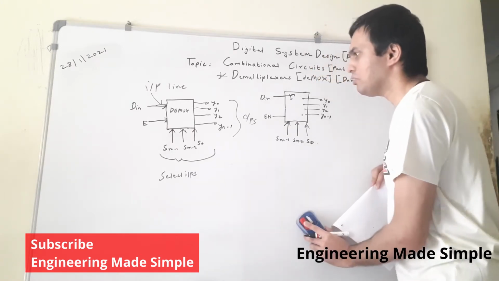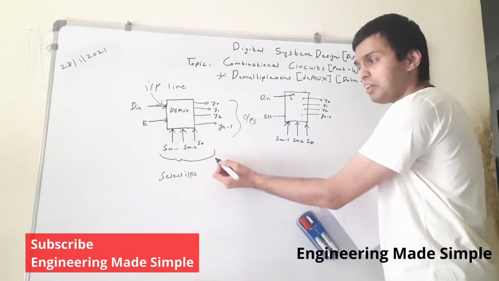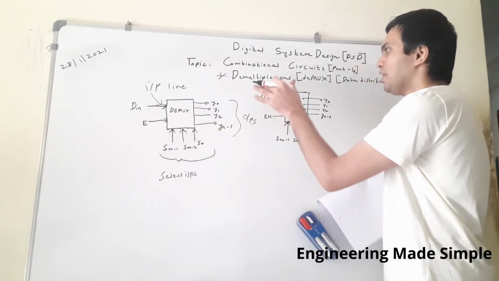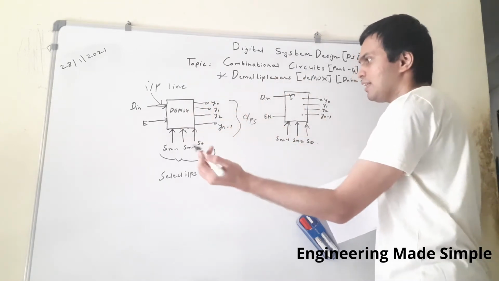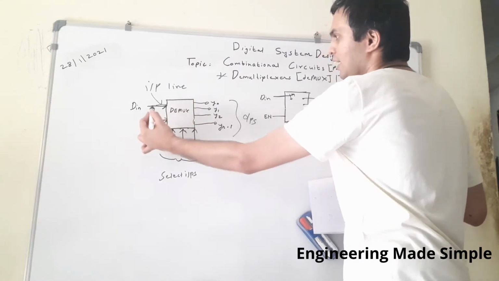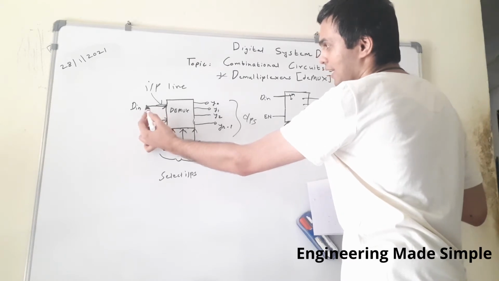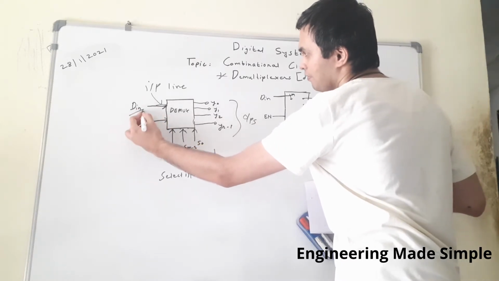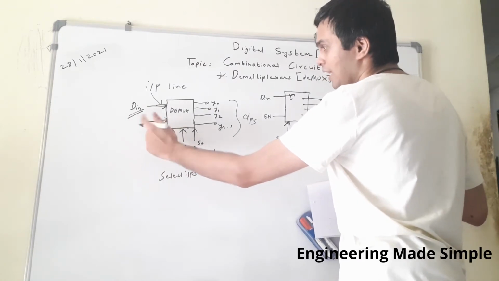Have a close look at the block diagram on the left. This is a generalized block diagram of a demultiplexer. Another name for demultiplexer is demux, so I have written demux here. This is the generic block diagram of a demux. See, it has one input line, that is DIN or data input, and the second pin is the enable input.